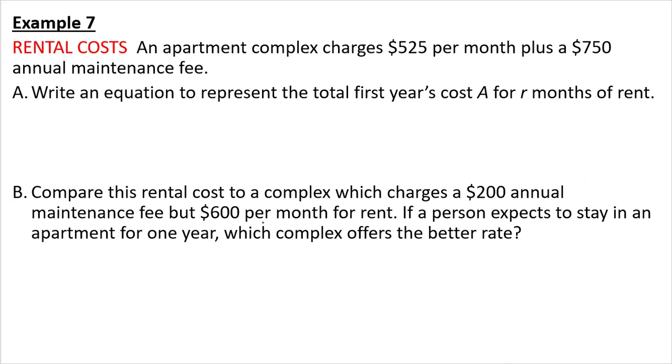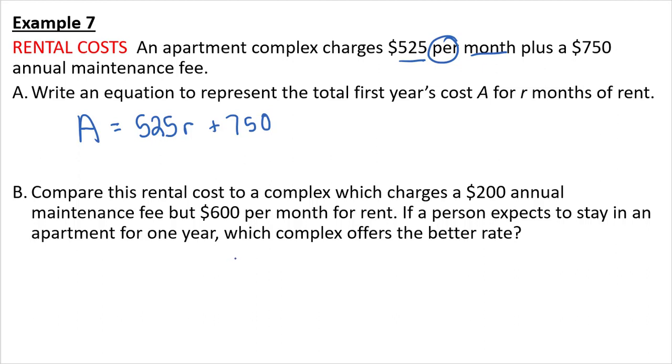Okay, our next example. And this is a good application problem. An apartment charges $525 per month plus a $750 annual maintenance fee. Write an equation to represent the first year's cost, A, for R months of rent. Okay, so they are charging me, I need to know my amount. So that's what A is. A is like our y. They're charging me $525 per month. So $525, that's my rate. Remember, slope is rate. $525 per, that's a fancy way of saying rate, month. $525R plus that one-time maintenance fee. Sometimes that's called a security deposit. Okay, B.